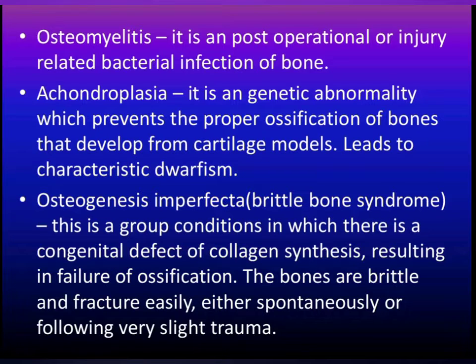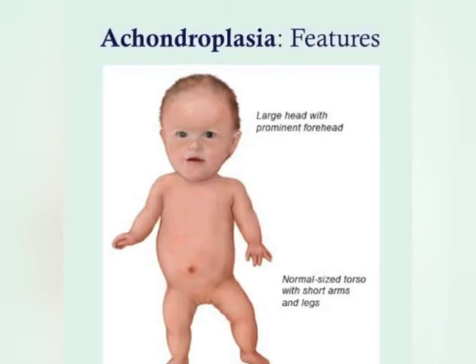Now coming to achondroplasia. It is a genetic abnormality which prevents the proper ossification of bones that develop from cartilage models, leading to characteristic dwarfism. That means the long bones of the limbs are affected, leading to short limbs, hence the characteristic dwarfism.